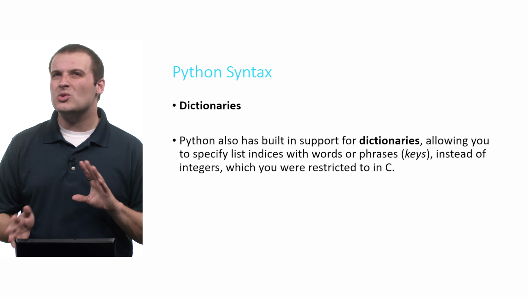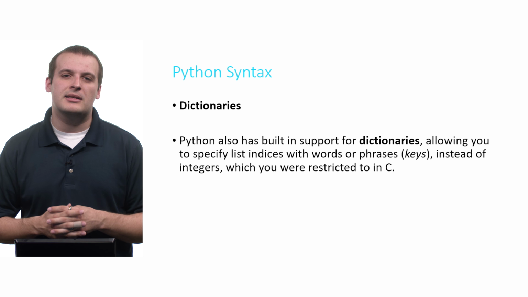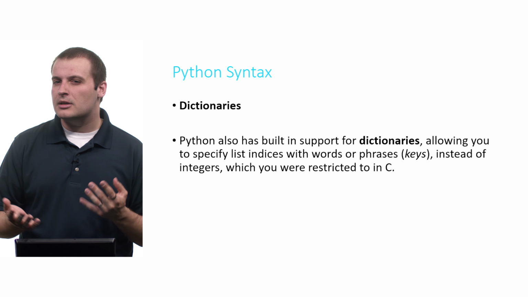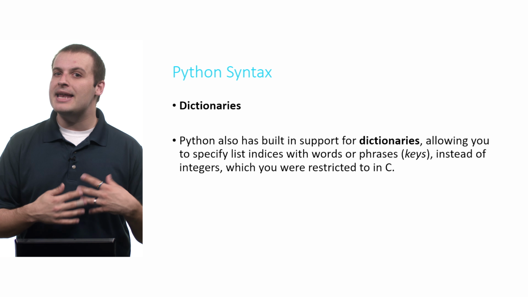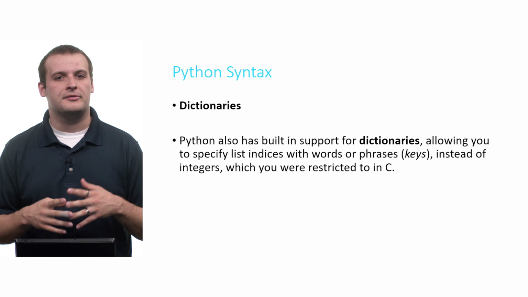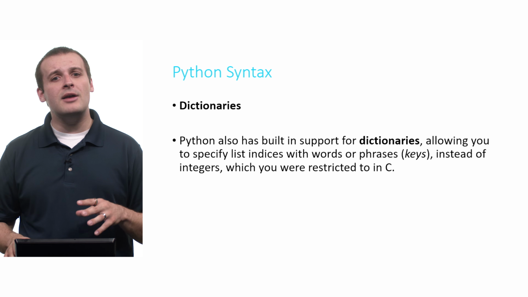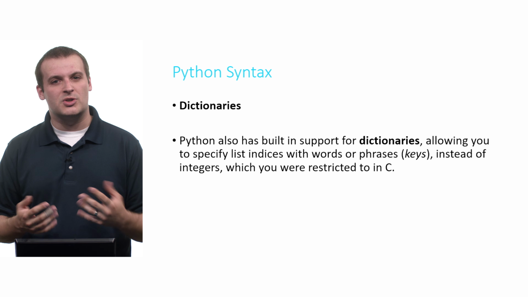Another thing that we're sort of familiar with in C, although it's not native, we had to build it ourselves, is the concept of a dictionary. Now, dictionaries are generally close in spirit to the concept of a hash table. And remember, hash tables were not native to C, although they are native to a lot of programming languages. We had to build it ourselves. So it allows us to associate indexes with keys as opposed to integers, which we had to do in C.